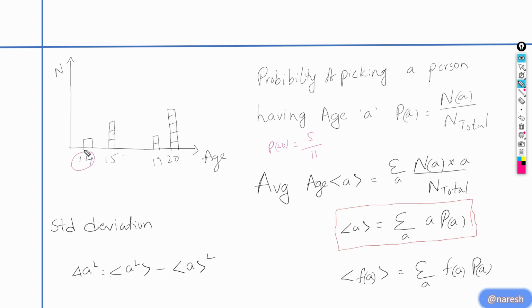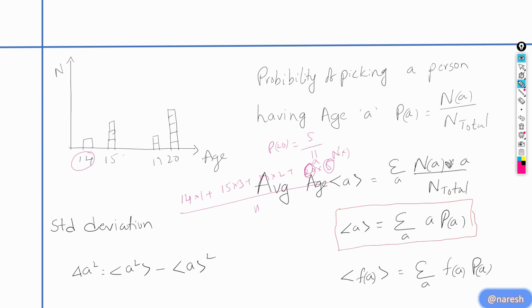And if you want to find the expectation value of age here, how are we going to find it? We just take the ages of all the people divided by the total number of people. Here we have 14 with one person, 15 with three, 19 with two people, and 20 with five people, and the total number of people is 11.